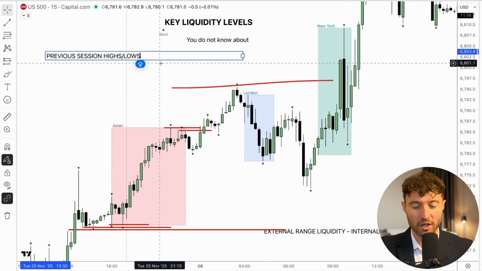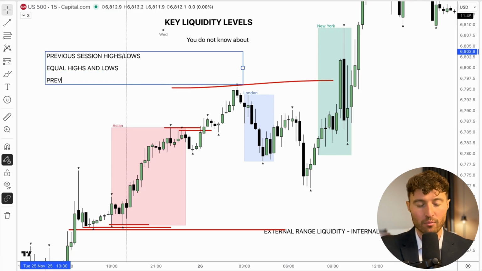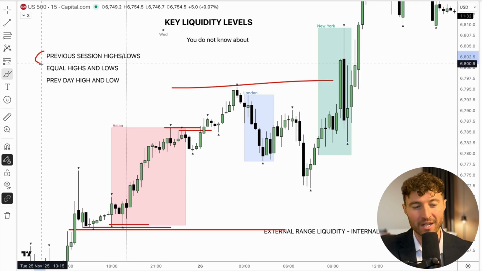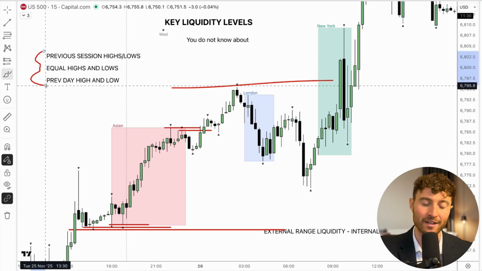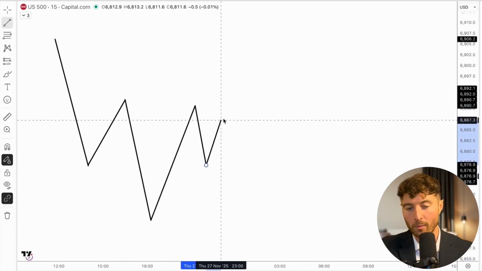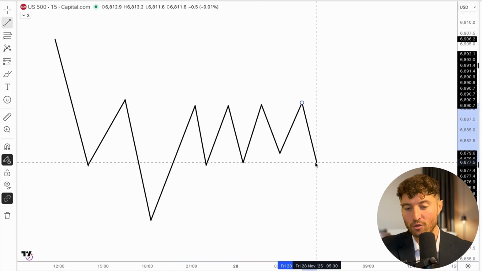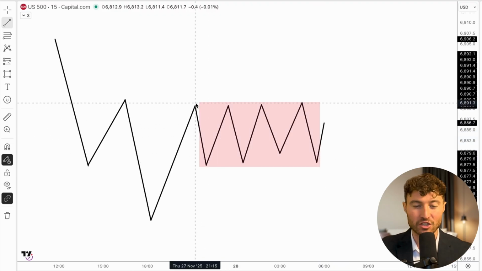So we've looked at previous session highs and lows, we've looked at equal highs and lows, and we've looked at previous day high and low. These are three mechanical ways in order to identify liquidity in the market. Okay, so let's say that we've got a downtrending market and then we get a pullback, we get highs, we get lows, etc. And let's say price is right here. And let's say this is your Asia session range right here.